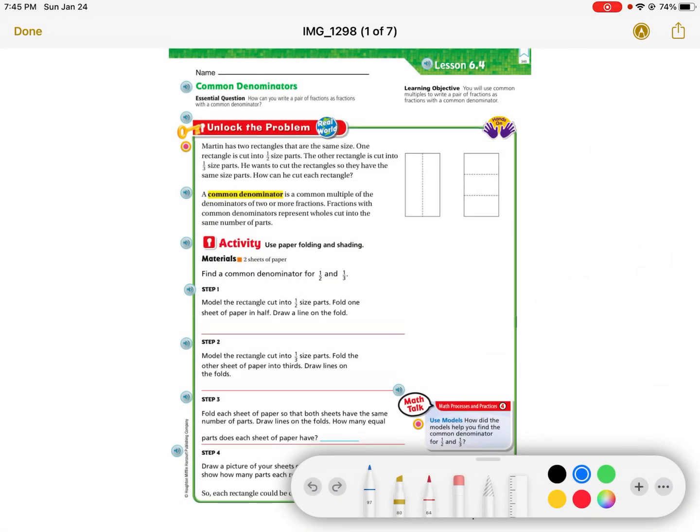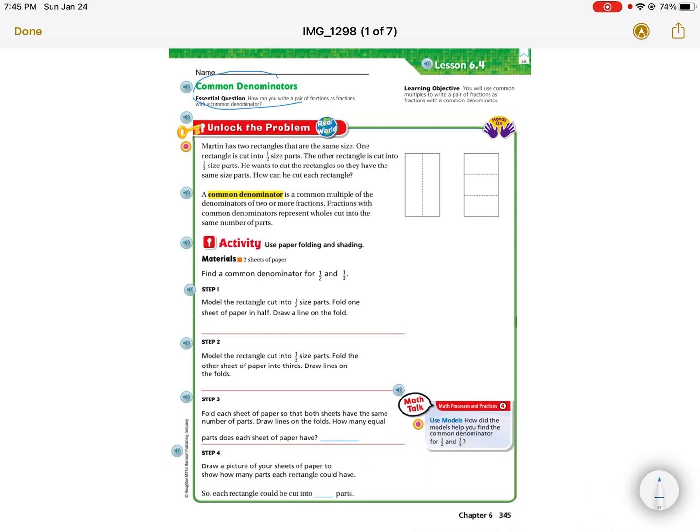All right, so this is lesson 6-4, gang. And what we're going to be doing is looking for common denominators. To find a common denominator, we need to know that the denominator is the bottom part of any fraction. So this is your denominator, and that's the number of pieces that you're working with in total. The numerator is the number on top of a fraction, and that's how many pieces you have that will be shaded in when you're drawing a picture.